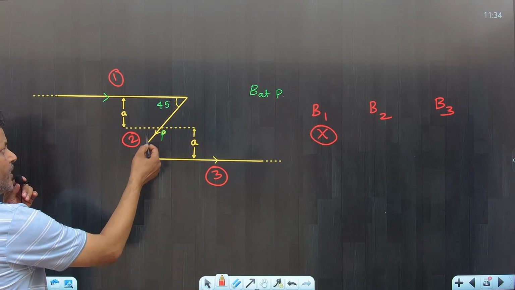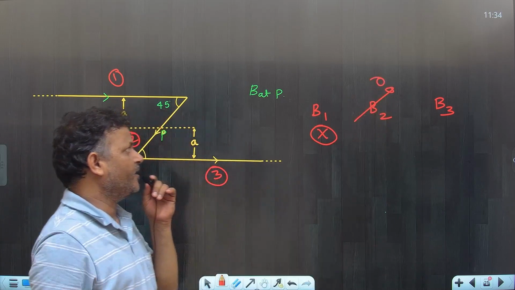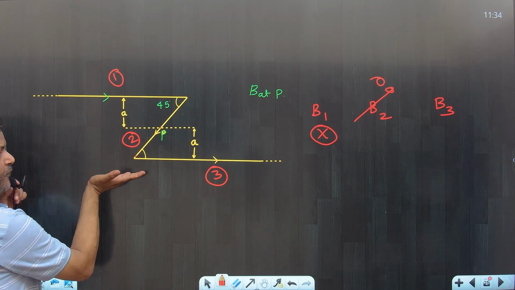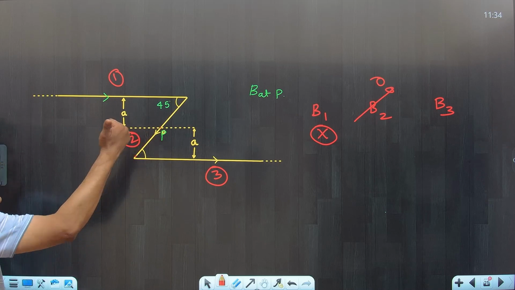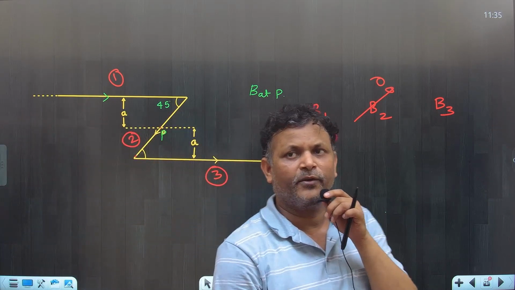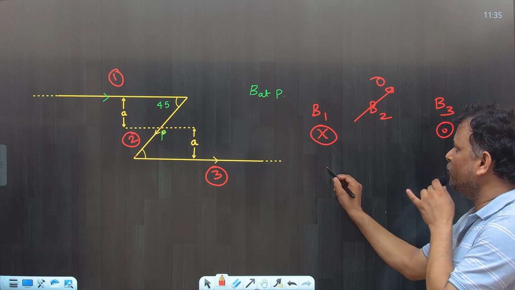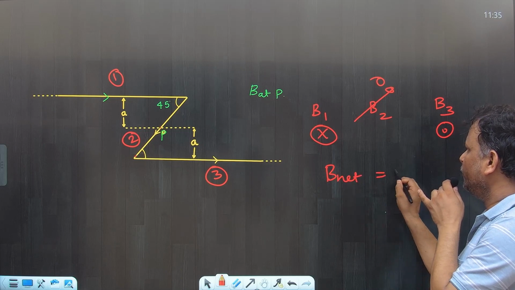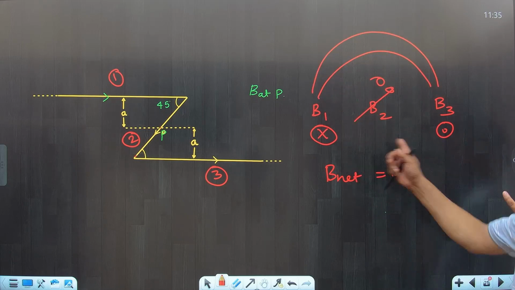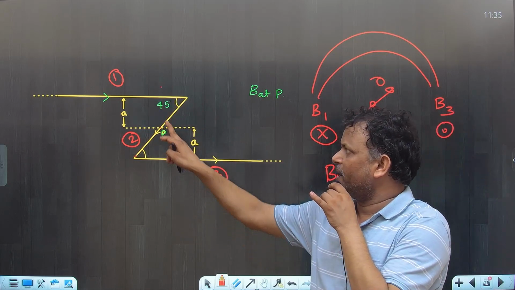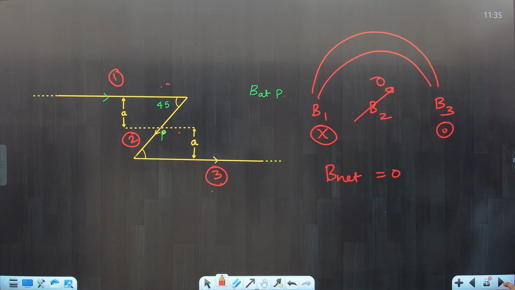Due to part 2 current, the magnetic field at P will be 0 because it is on the same conductor. And due to part 3, keep your fingers along the sense of current, keep your palm towards P and your thumb goes out. That is, at P the magnetic field is out of the paper. B net at P will be equal to 0 because B1 and B3 are equal in magnitude but opposite in direction, so it will be 0 effect.